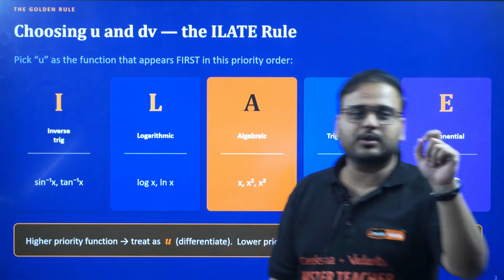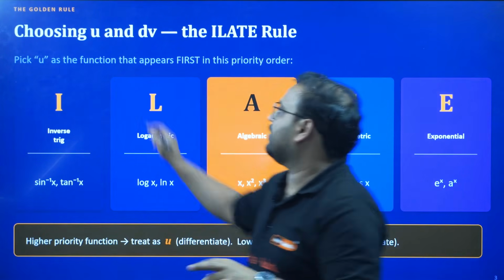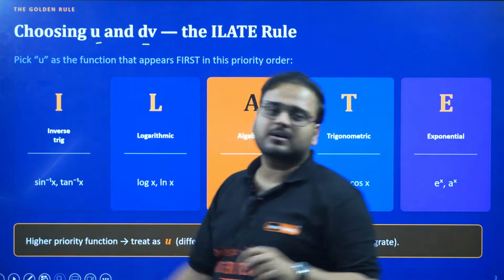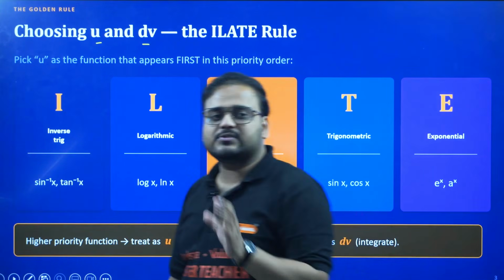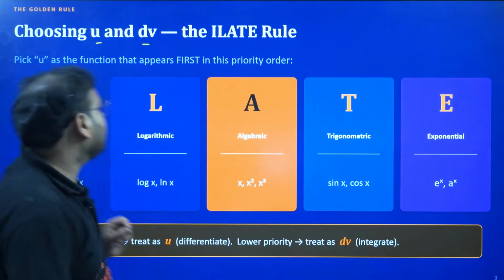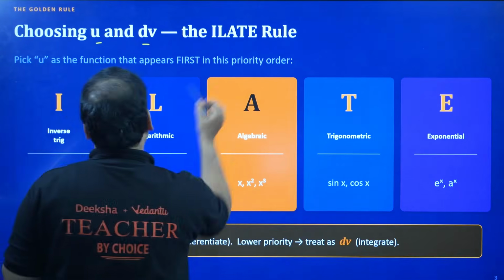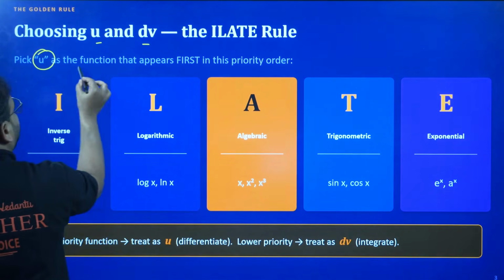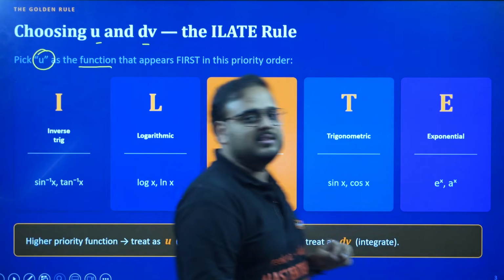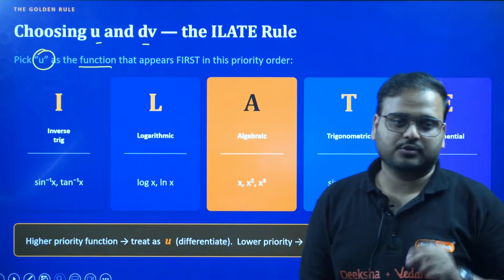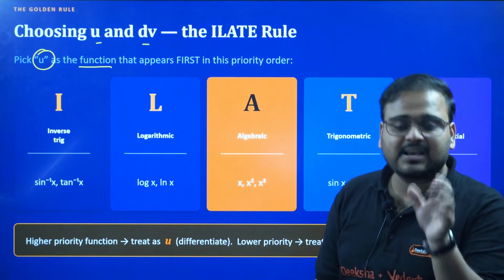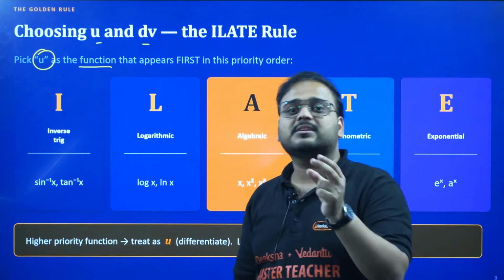Which one is going to be u and which is going to be the dv form? Starting always from what? Starting always from the preference, the priority order. Okay, pick u as the function that appears first in the priority order. So the first function is always kept as it is. The second function in the priority order is integrated first.